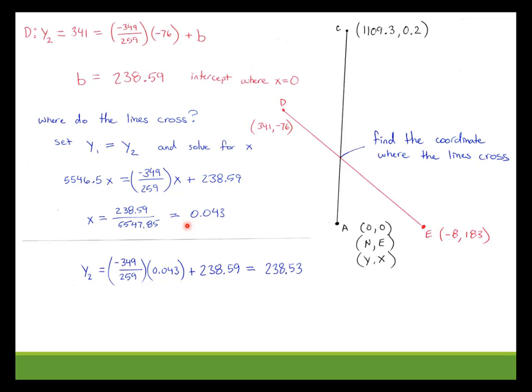Now we can evaluate either of these two equations, y1 or y2, to solve for the y position when x is equal to 0.043. You'll again see a small difference in the outcome, which really highlights the sensitivity to the number of decimal places. Ultimately, the point where these two lines cross is at 238.53 north and 0.04 east.